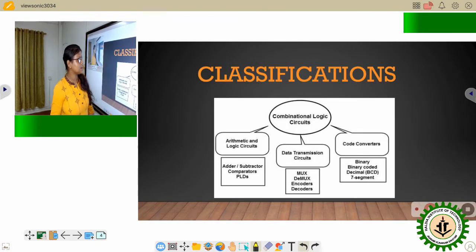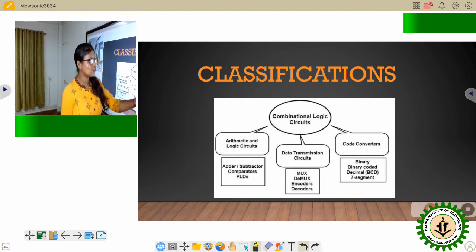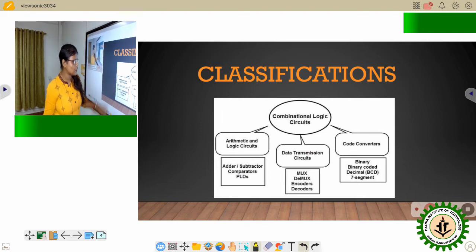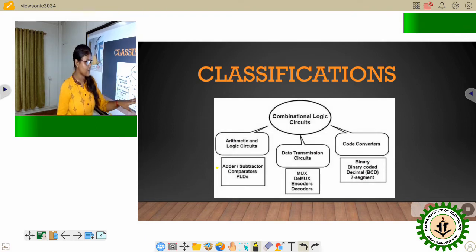Next, there is the classification of combinational circuits: arithmetic and logical circuits, data transmission circuits and code converters. In arithmetic and logic circuits, there are adder, subtractor, comparators, PLDs. In data transmission circuits, we have MUX, that is multiplexer, DMUX, that is demultiplexer, encoder and decoder. In code converters, we have binary coded decimal, that is BCD, and 7 segment.